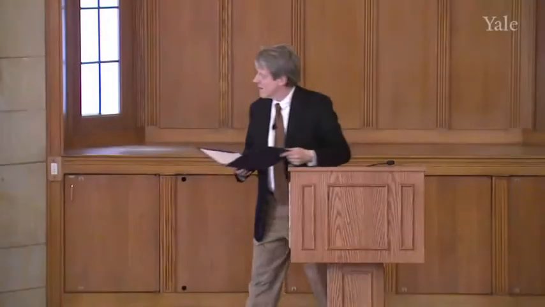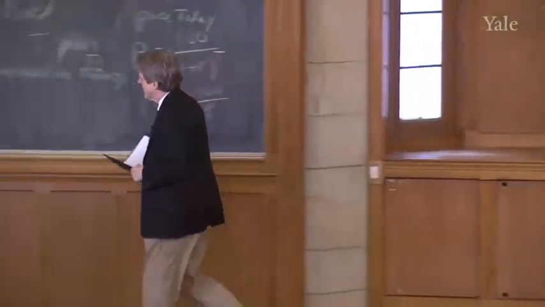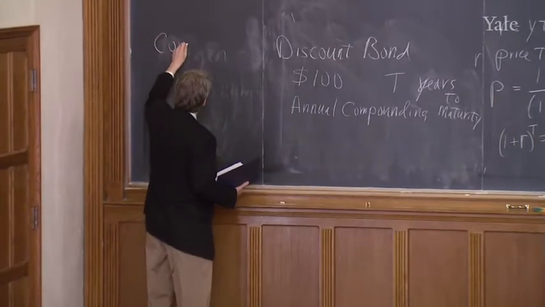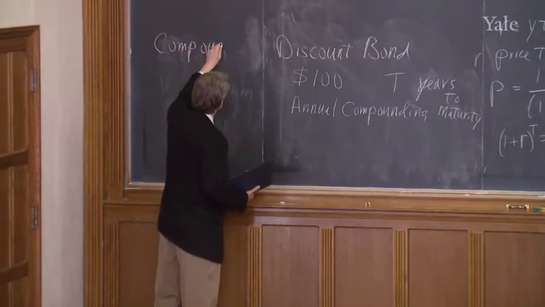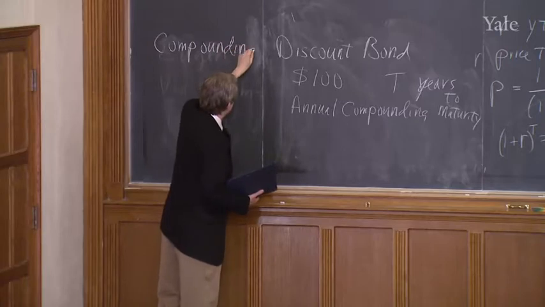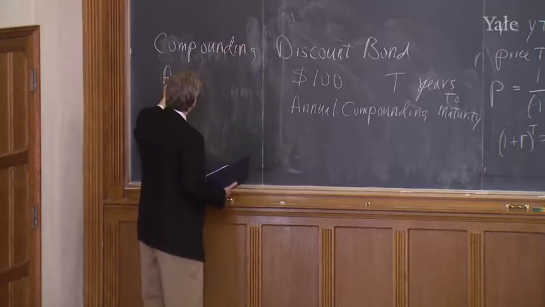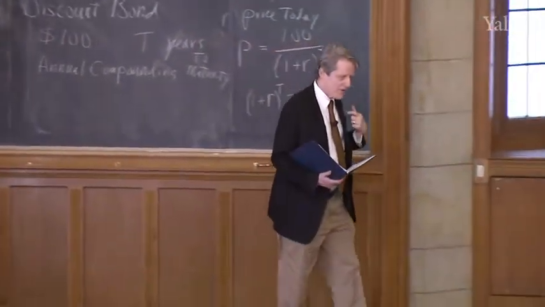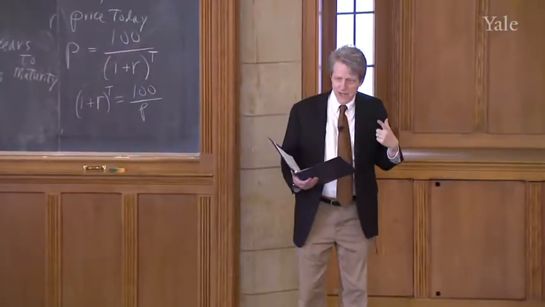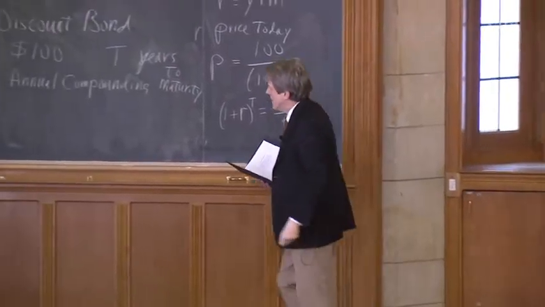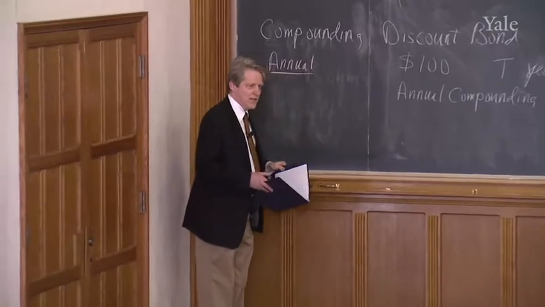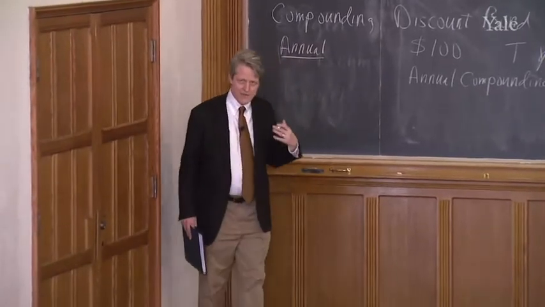Let me just talk about putting money in the bank here. So, compounding. If you have annual compounding and an interest rate of R, and you put your money in the bank, that means you don't earn interest on interest until after a year.